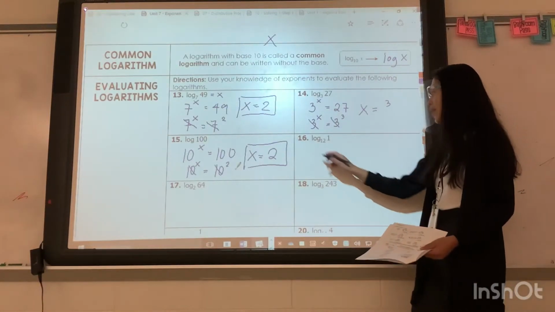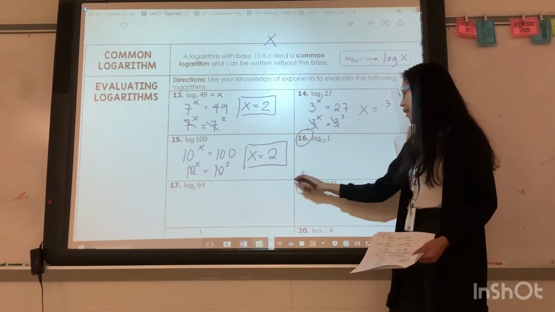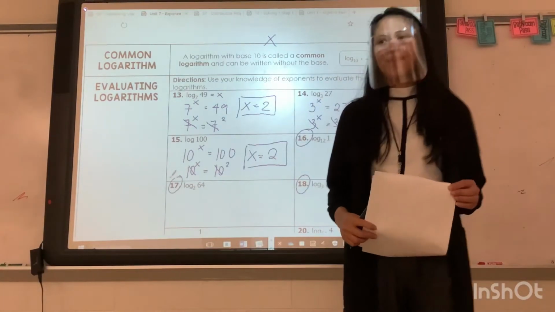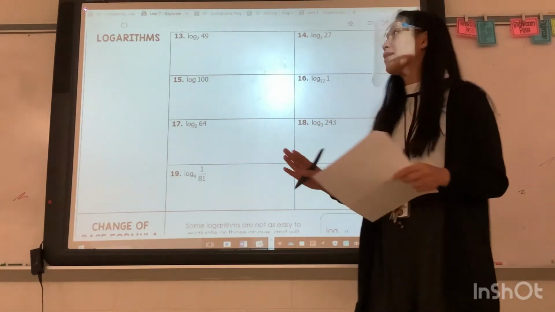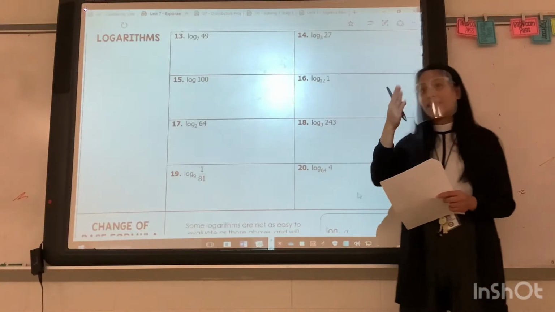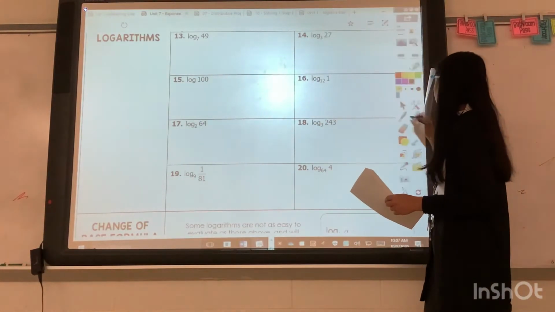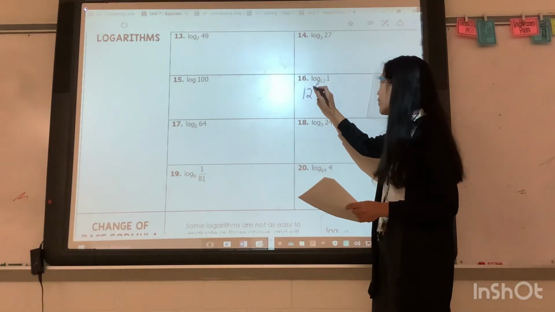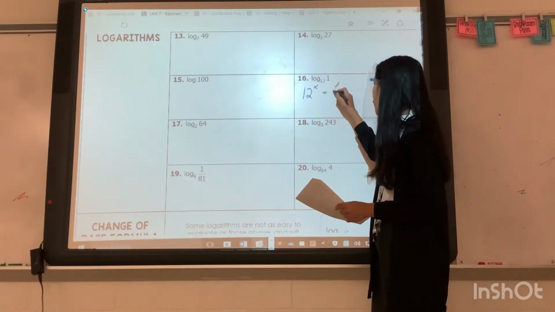Can you please do the rest? 16, 18, 17. Okay, let us now do the rest. So let's have number 16. What is the setup for this, Noah? 12 raised to the x equals 1. x is equal to 1.